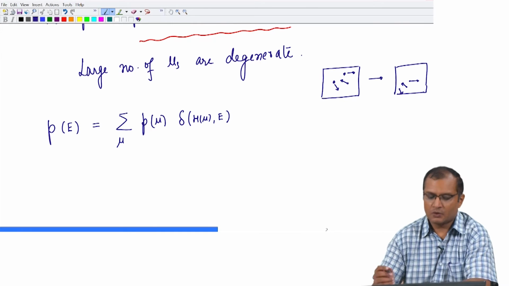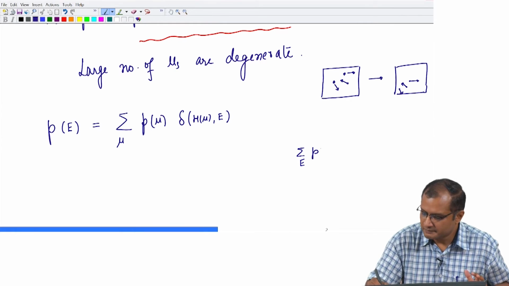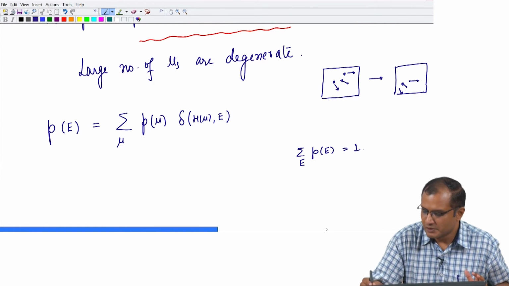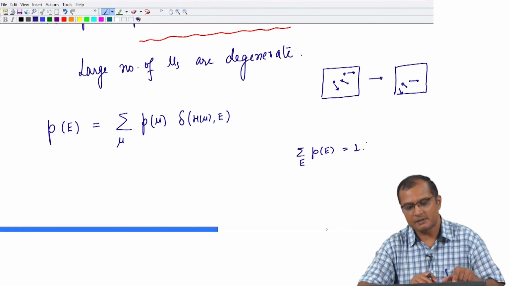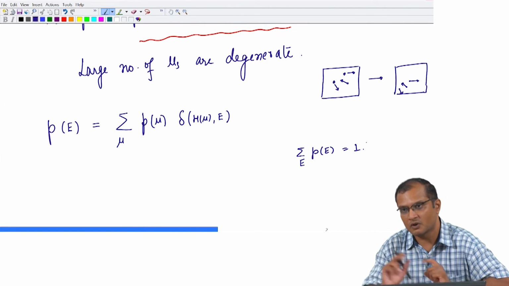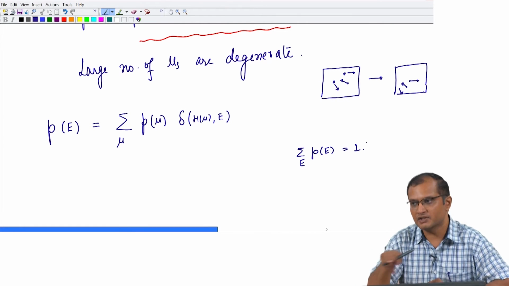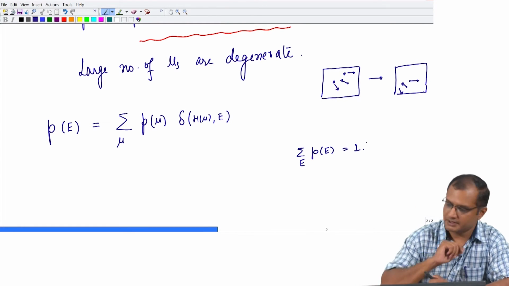So, I know the sum of all E's should be 1. So, the right hand side simply tells me that I have to sum over all mu and sum over all E. For each E, I will sum over all mu, and that will give me P of E, and when I sum over all E, I should get 1.